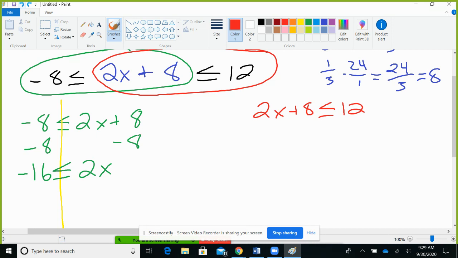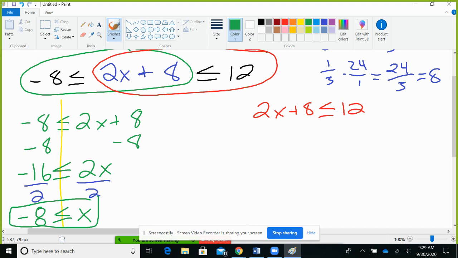What's my next step, Zach? Caught you. Nice. Sorry, caught you mid-bagel. Divide both sides by 2. Perfect. And I'm left with x is less than or equal to -8. I'm sorry, x is greater than or equal to -8. -8 is less than or equal to x.